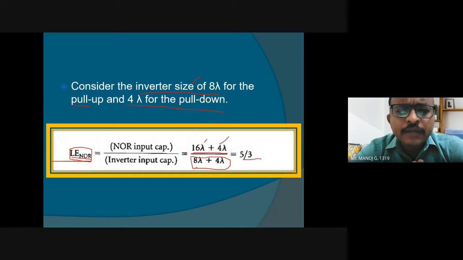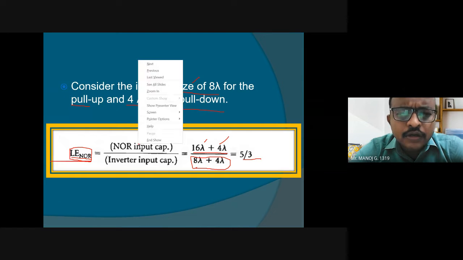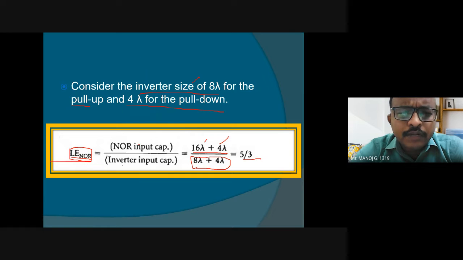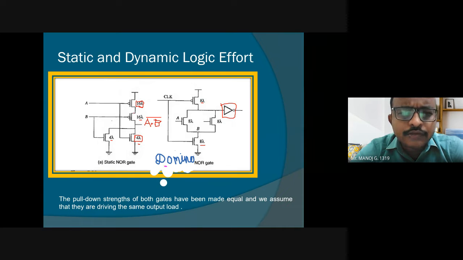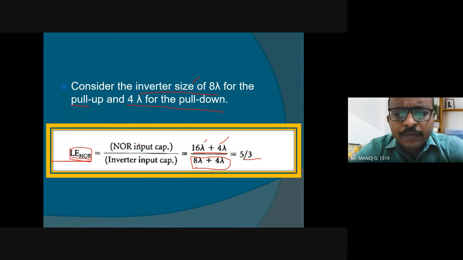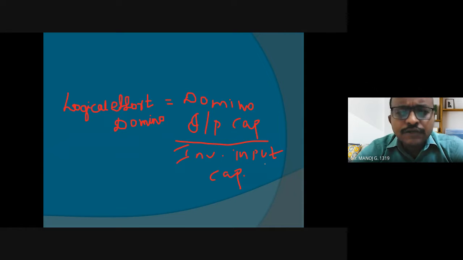Is that clear for everybody? I will repeat it. The logical effort is given as the NOR input divided by the inverter input. The inverter input is given in the problem. This is the circuit diagram given to you. From there, you evaluate the total input capacitance of the NOR gate, where the widths of the transistors, pull-up and pull-down, are added. Similarly for the inverter, the pull-up and pull-down are given, and you have to totally evaluate the logical effort. Is that clear? So this is the formula for domino logic.